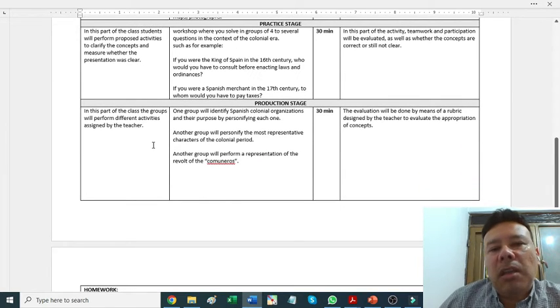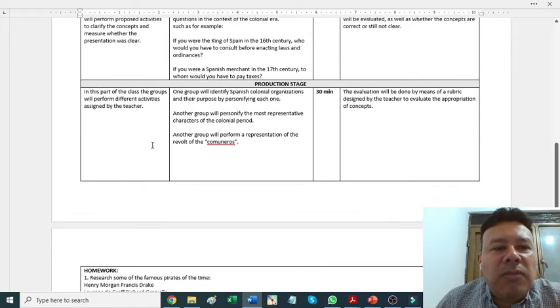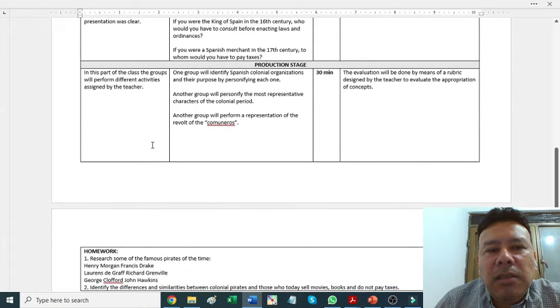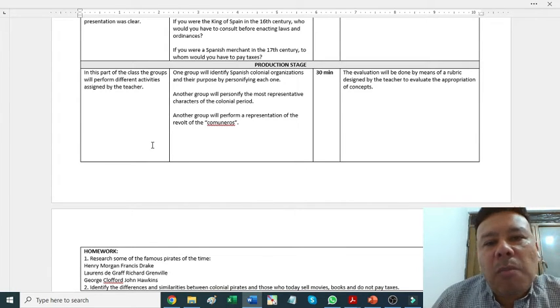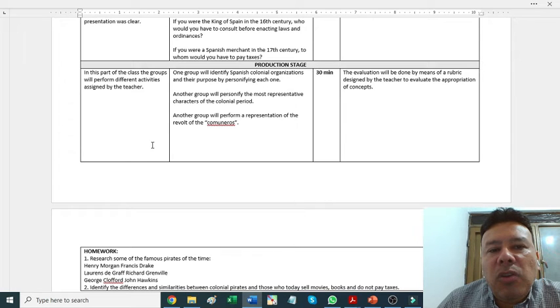Third phase, production stage. In this part of the class, groups will perform different activities assigned by the teacher. One group will identify Spanish colonial organization and propose it by personification. Another group personifies the most representative characters of the colonial period. Another group will perform a representation of the role of the commoners. Time is 13 minutes. The evaluation will be done by means of a rubric designed by the teacher to evaluate the appropriation of concepts.